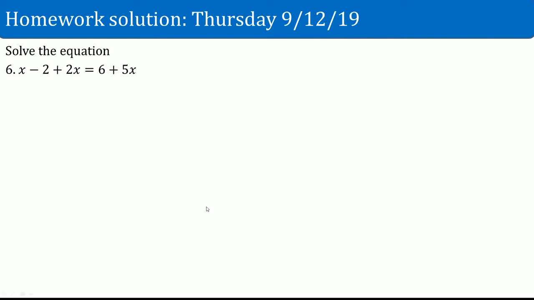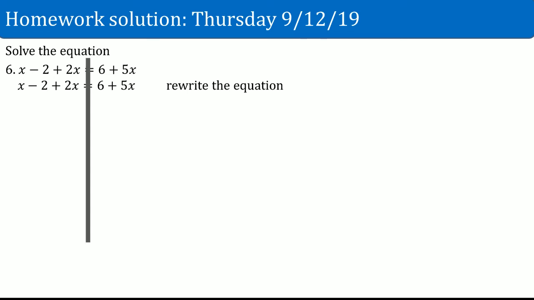Next: x minus 2 plus 2x equals 6 plus 5x. Again, the first step is to always rewrite your equation, then draw a line straight down. I've noticed that there are 2 x's here on the left-hand side. So what am I going to do? I'm going to combine the like terms. The x here and the 2x need to combine.